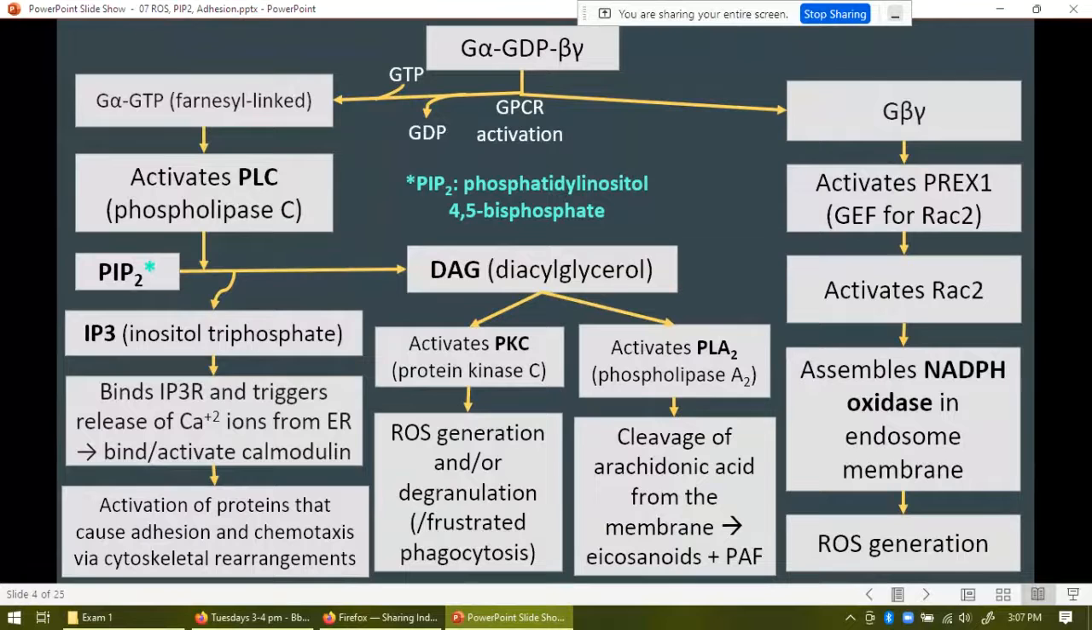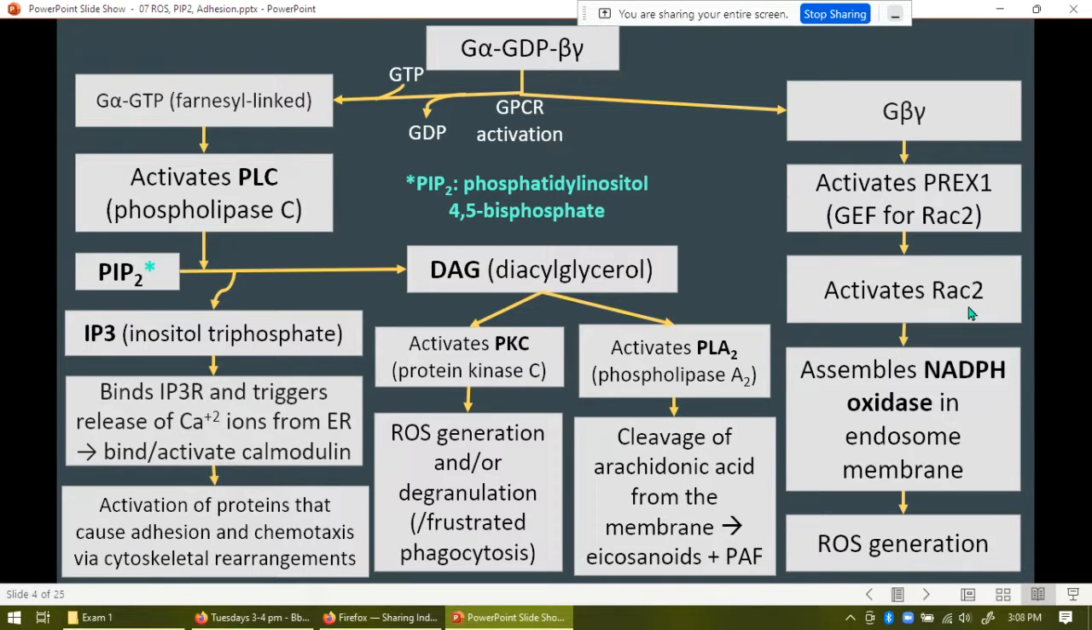And what it does is it takes some of the components of NADPH oxidase, which is an endosomal enzyme, and assembles the complete NADPH oxidase enzyme in the endosome membrane. Usually 3 of the 5 subunits of NADPH oxidase are in the endosome, and 2 of the 5 are in the cytoplasm. And when they're separated, this enzyme has no activity.